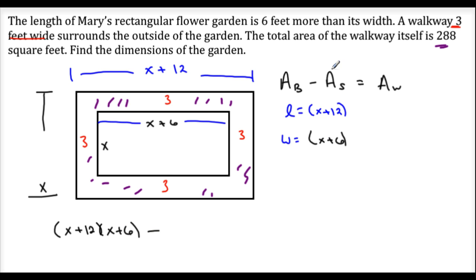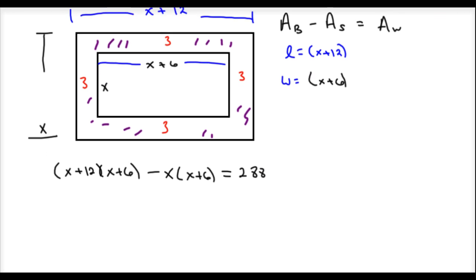Minus, what's the area of the rectangle, of the garden? X times x plus 6. Good. And once I subtract the smaller rectangle from the area of the big one, what am I going to get? That's given, right? 288. That would be the area of the walkway, which is given. All right, so now we have our equation.